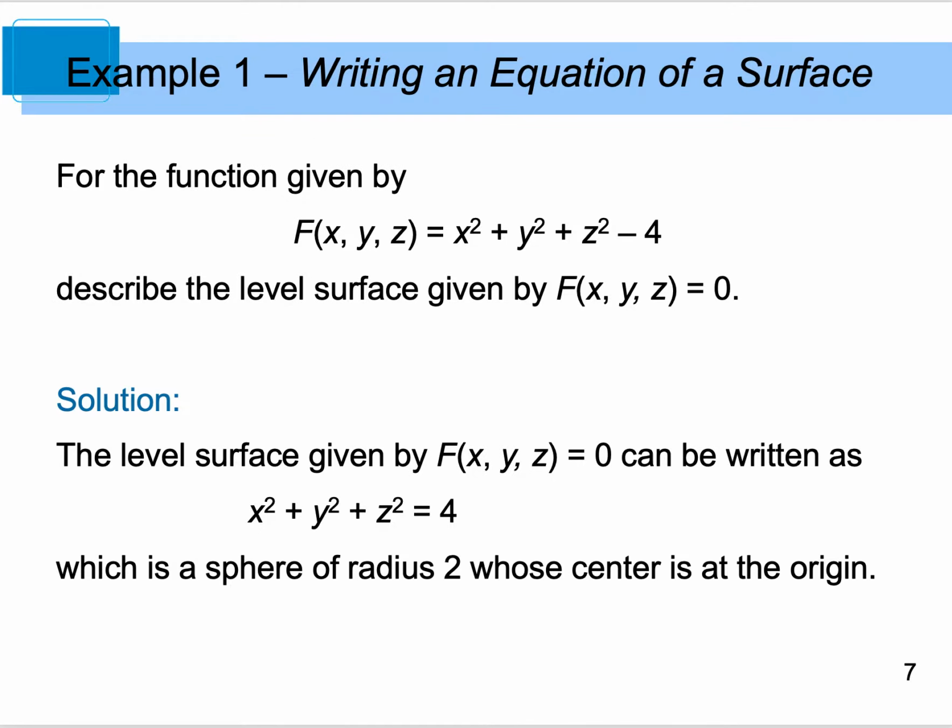So here's an example. I have a function f of x, y, and z. When I subtract z over, I've got that z squared, and it's going to describe something given by the function of x, y, and z equals 0. So the solution is, I can write this as x squared plus y squared plus z squared equals 4. Why do I want to write it this way? Well, if we think back to algebra, x squared plus y squared equals 1 is a circle. So if I have x squared plus y squared plus z squared, that's going to be a sphere, and the square root of what's on the right-hand side will be the radius.